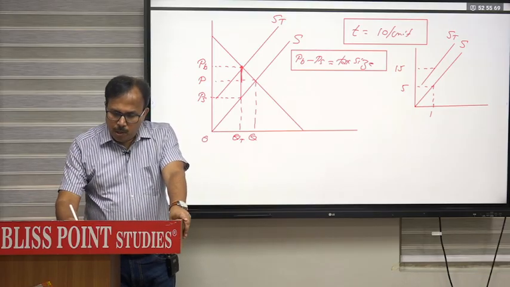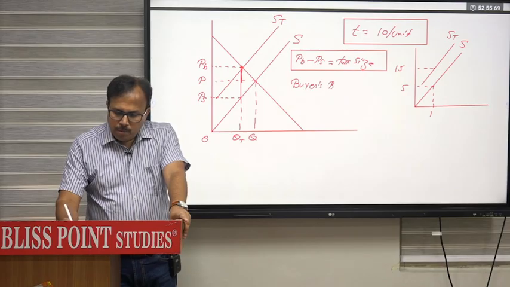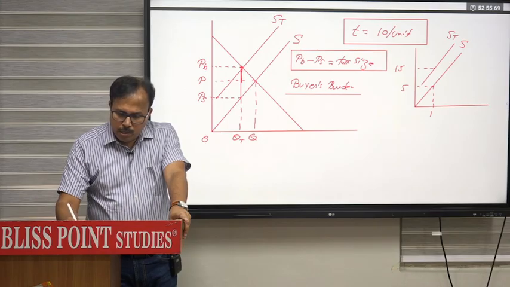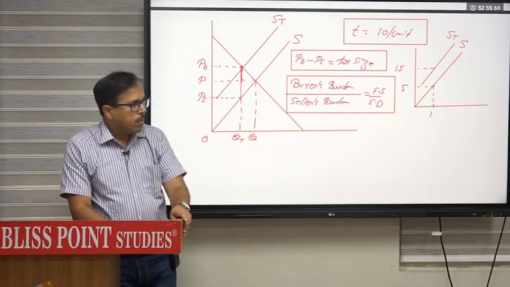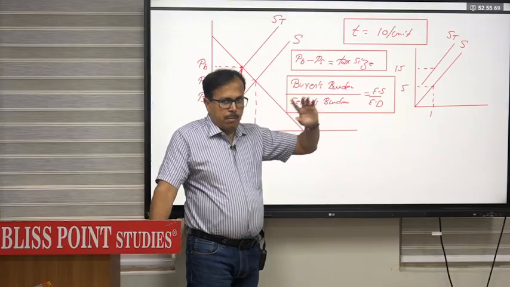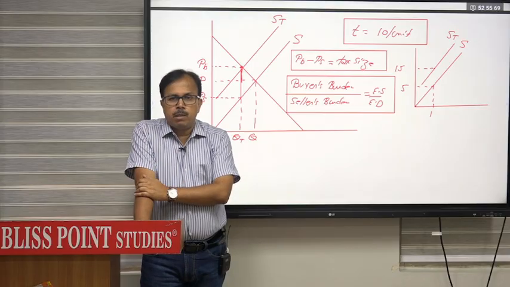Just remember this formula: buyer's burden upon seller's burden is equal to elasticity of supply by elasticity of demand. Just learn this equation. Buyer's burden upon seller's burden is equal to elasticity of supply by elasticity of demand. That means the buyer and seller will share the burden in the ratio of elasticity of supply and elasticity of demand.